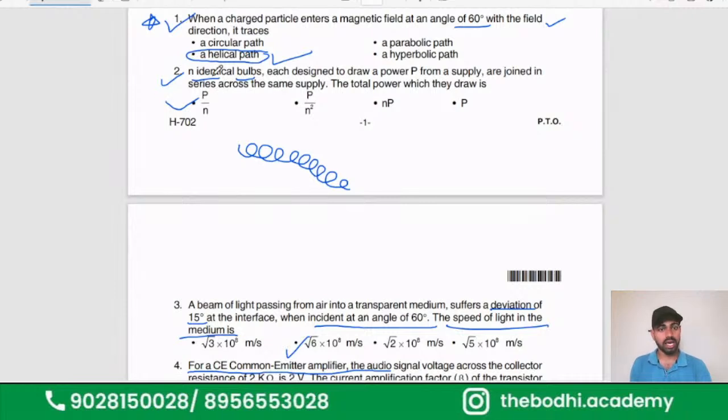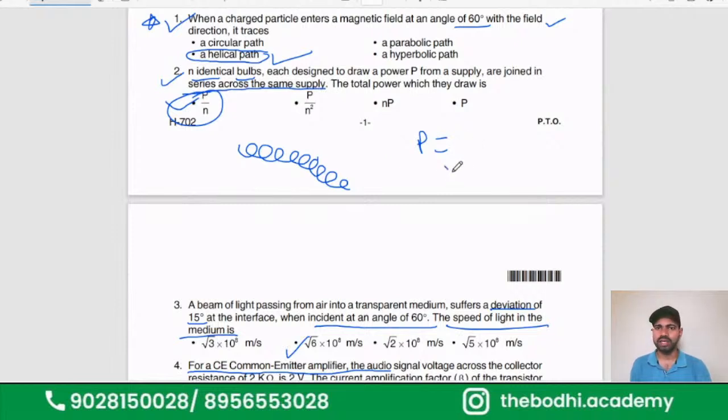Second question: N identical bulbs, each designed to draw a power P from a supply, are joined in series across the same supply. The total power which they draw is dash. What is the answer? P by N. How do we get it? We know how power and resistor are related. They are connected in series for the same supply.